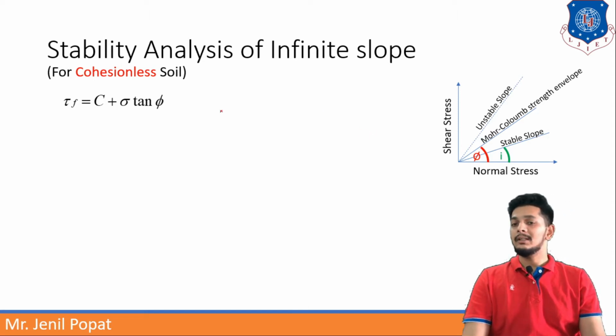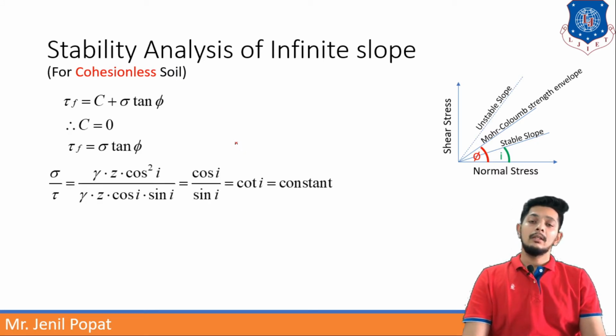Let us assume tau f is equal to c plus sigma tan phi, and c is equal to 0 because it is a cohesionless soil. Then tau f will be sigma tan phi. Here, if we take the ratio sigma by tau, the sigma value from the previous slide is gamma z cos square i upon gamma z cos i into sin i. Calculating it, it will be cos i by sin i, which is cot i. Then we can say sigma by tau will be constant and will depend only on i, that is cot i. Here i is the angle of inclination.